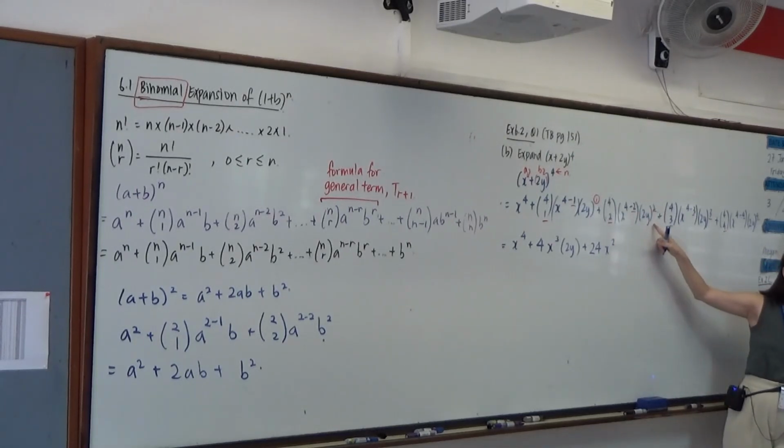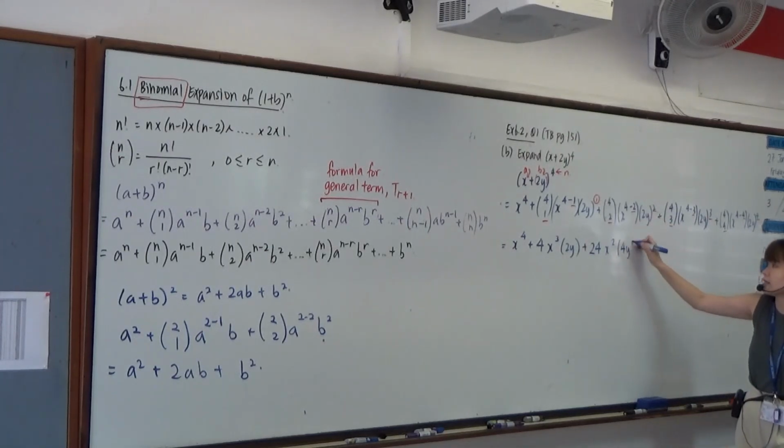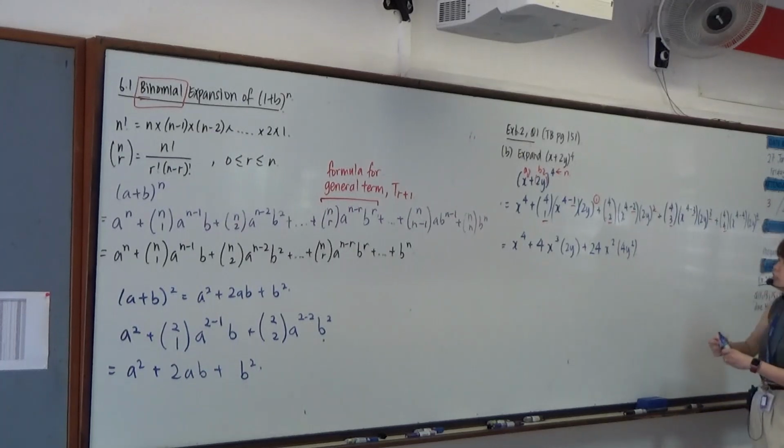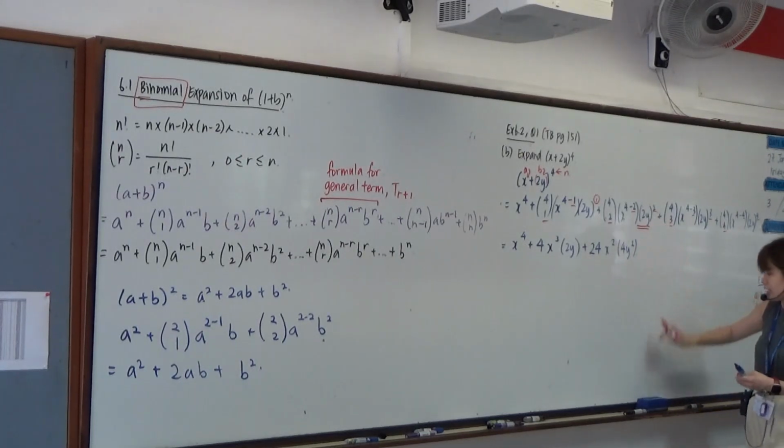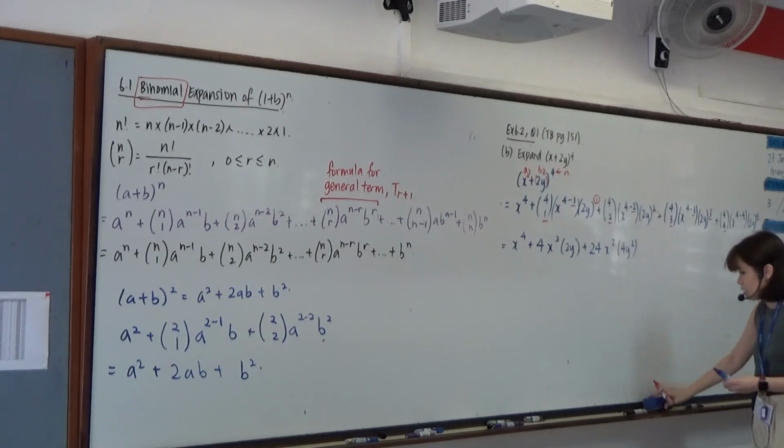This is the part where I need you to be very careful. Brackets are very important because it is to remind you that this is 2y bracket square. That means 2y times 2y. So the 2 needs to power of 2, y also needs to power of 2. So we should be getting 4y squared over here. This is the part I want you to pay attention to.